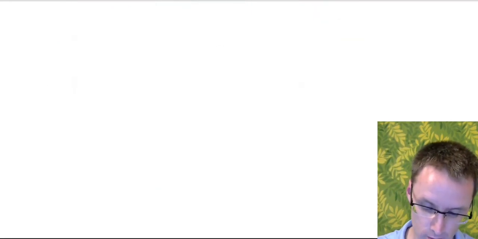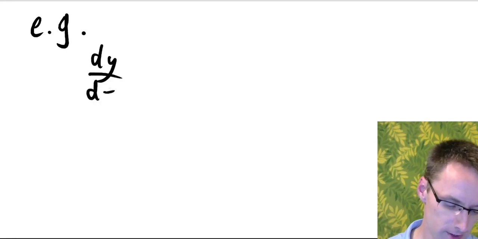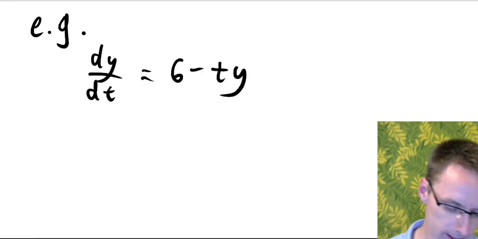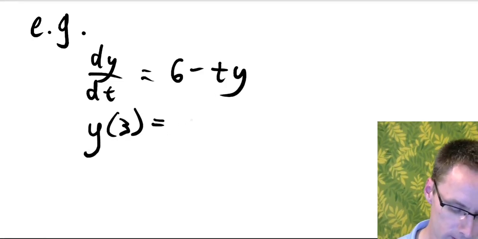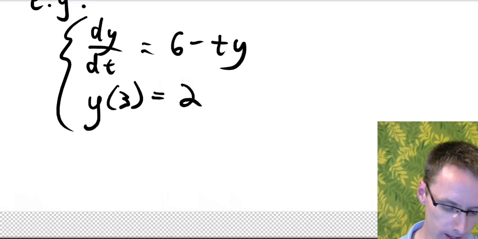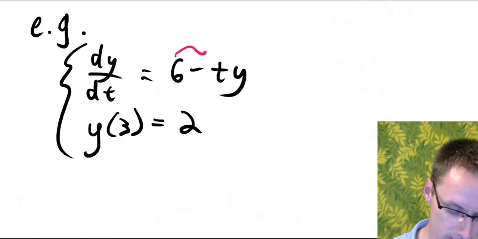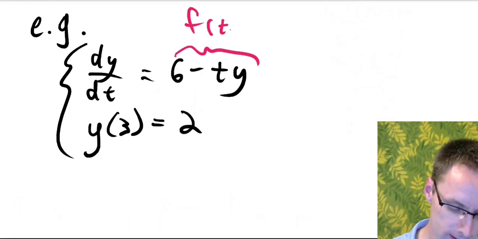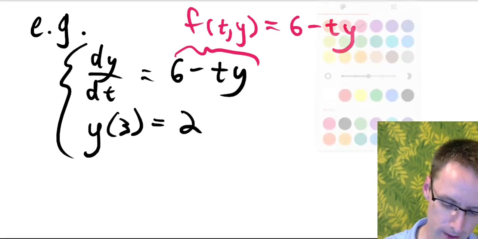Let's see how this works in an example. So if we consider, again, this differential equation dy/dt equals 6 minus ty, and then make it an initial value problem by saying y at time 3 is equal to 2, then for our Euler's method, we're thinking about this right-hand side. This is our f of t comma y. It's equal to 6 minus ty.